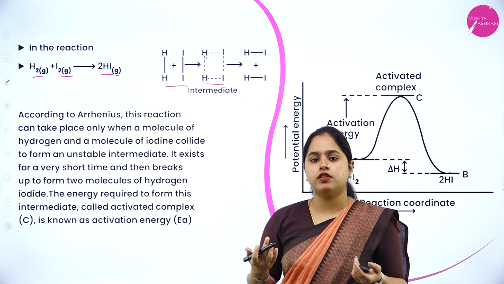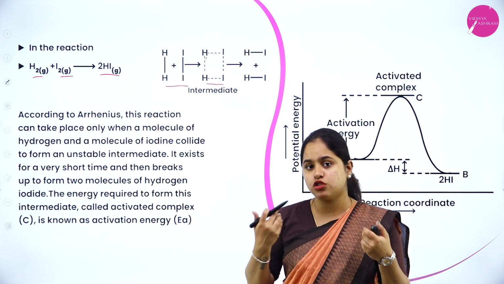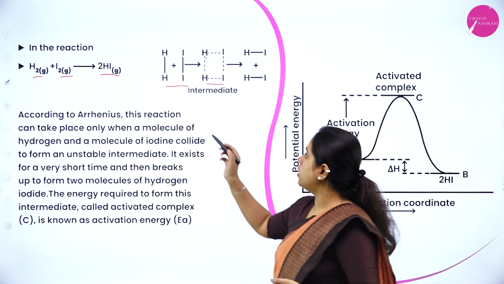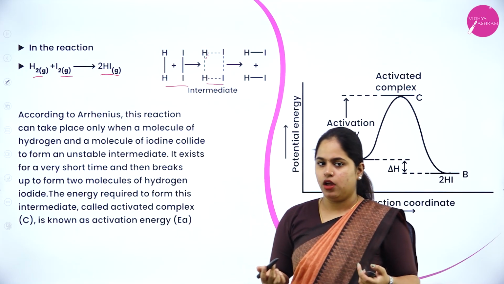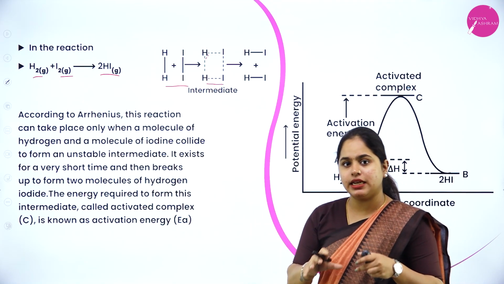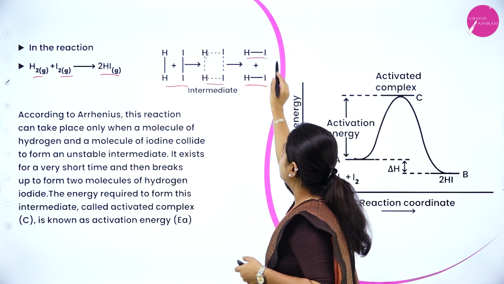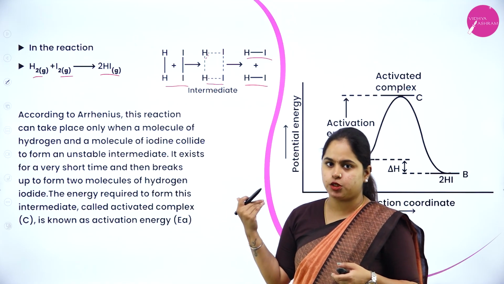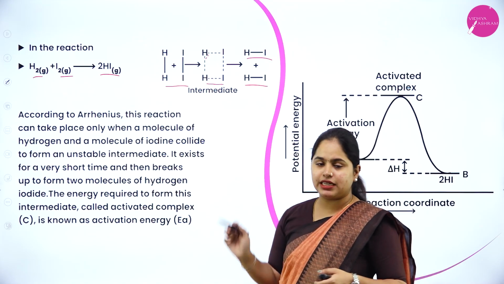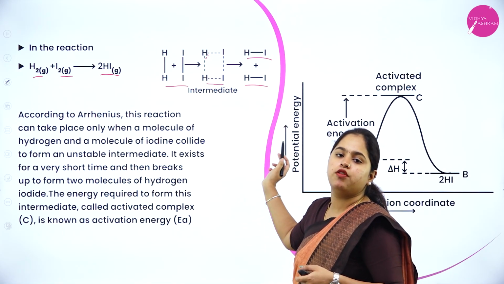It is an intermediate state in which the breakage as well as the forming of bonds is happening. What is the product formed here? HI, right? 2 moles of HI. So the H-H bond should break and the hydrogen-iodine bond should form. This is called an intermediate state. After the intermediate state, the 2 molecules of HI will be formed. This is how the reaction proceeds. First the reactants start colliding, then they form an intermediate state, and thereby they form the products.